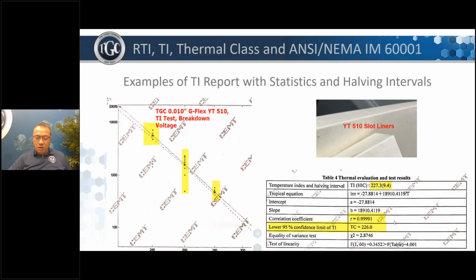The correlation of regression is very good, 0.9999. So you can tell the points are right on the regression line. And that means that the lower 95% confidence limit is 226, so not too far away from 227.4. So that's the best of both worlds using computer software.